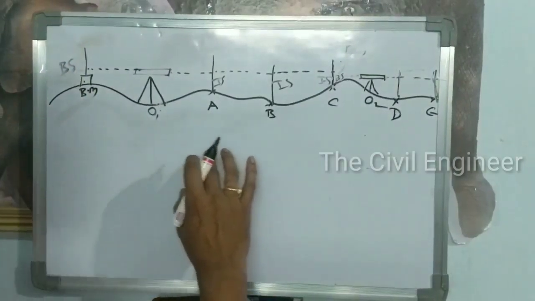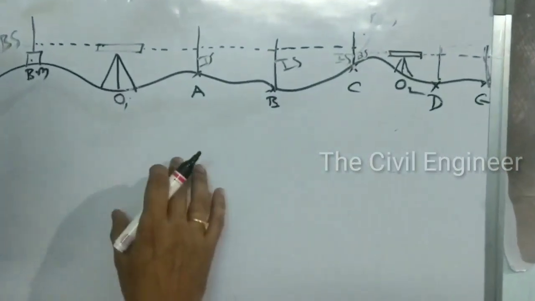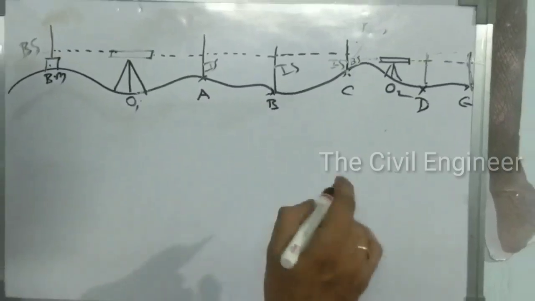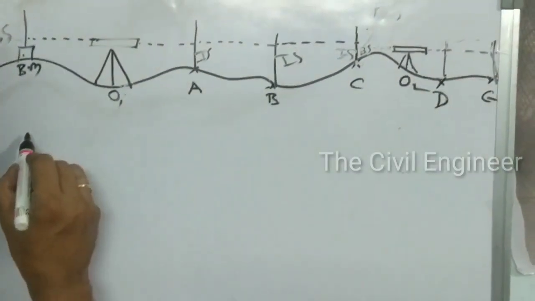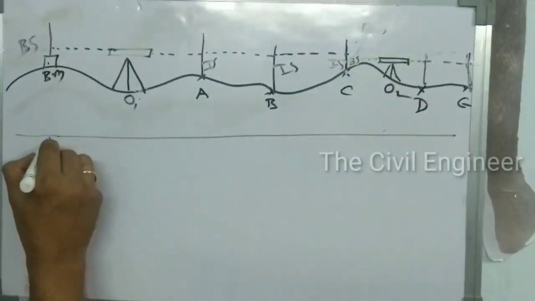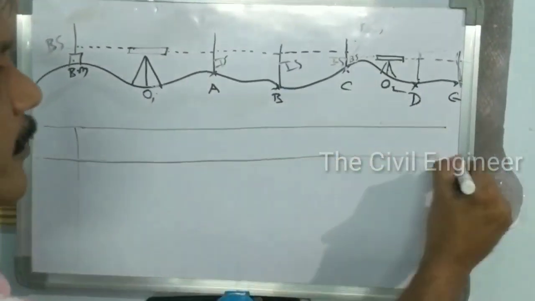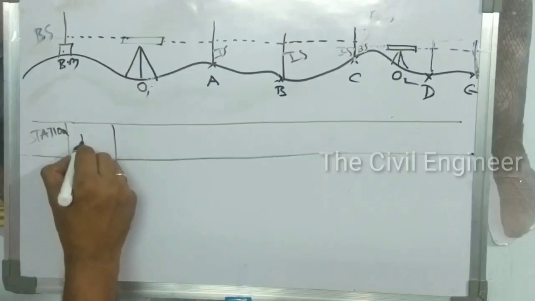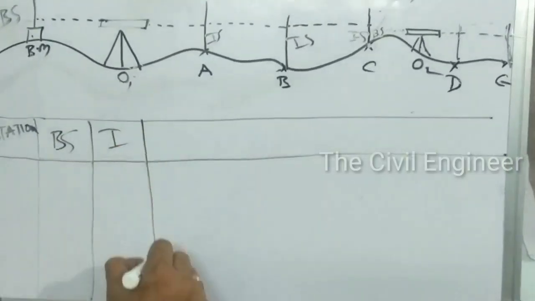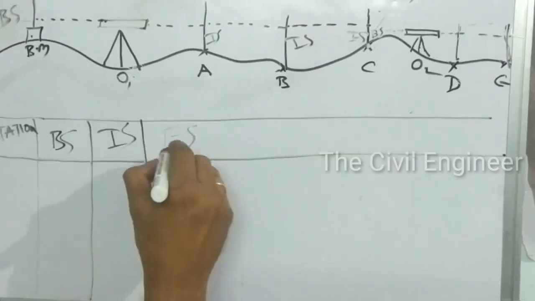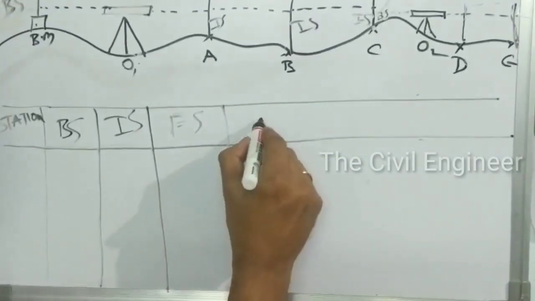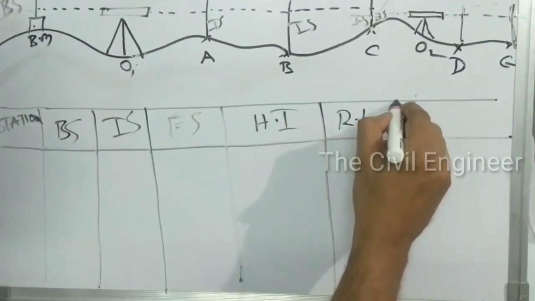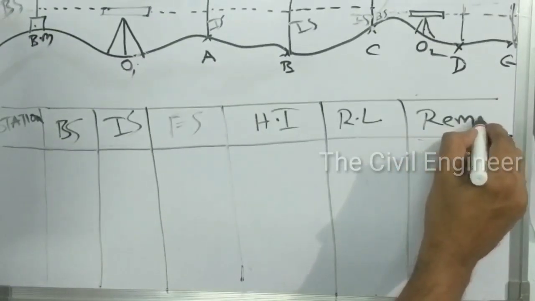Now all these staff readings are treated as backsights, foresights and intermediate sights, and they are filled into a tabular form. Suppose you draw a tabular form in such a manner: this is station, the second one is backsight, next intermediate sights, next foresights, next height of instrument, next RL, and the last one is remarks, if any.